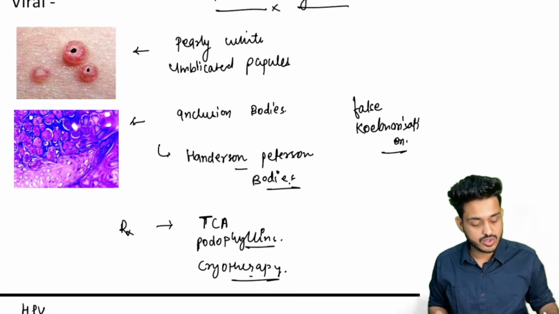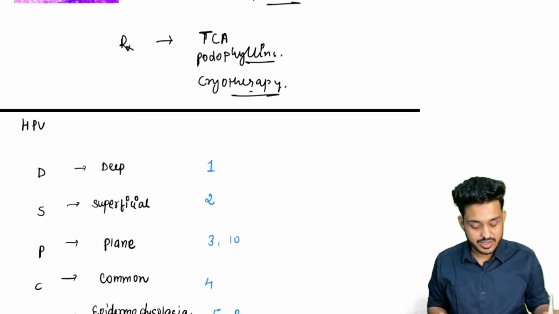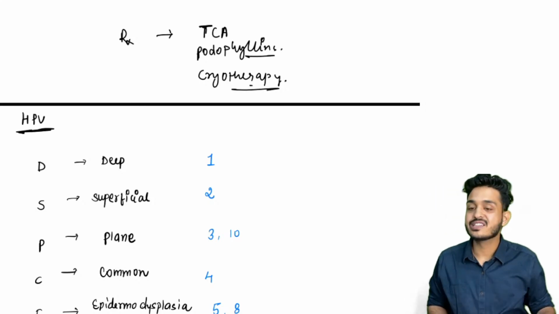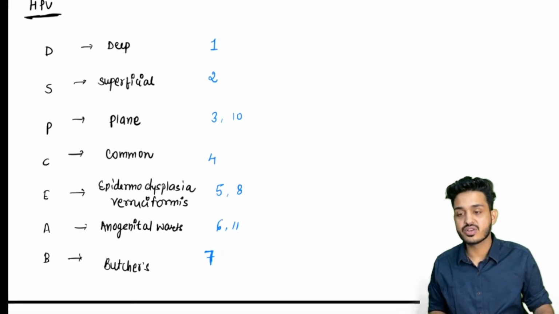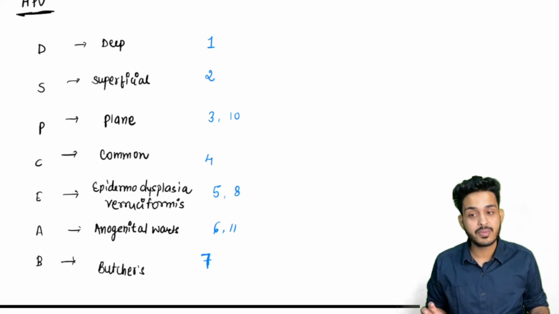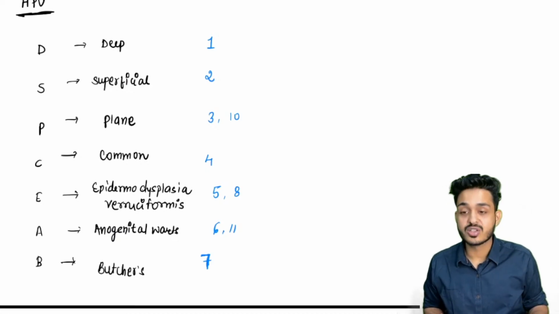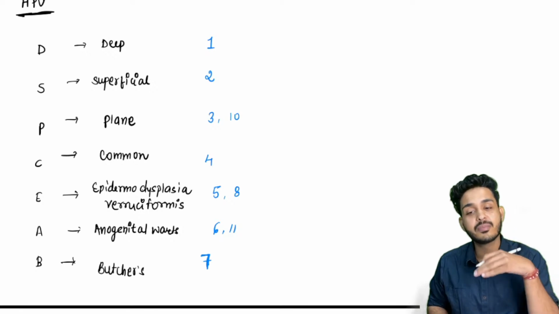Okay, false cognerization. Now let's talk about the HPV. HPV के लिए एक निमोनिक याद करते हैं, that is your DSP come eat a burger. Okay, बर्गर बहुत पसंद है तो DSP come eat a burger.